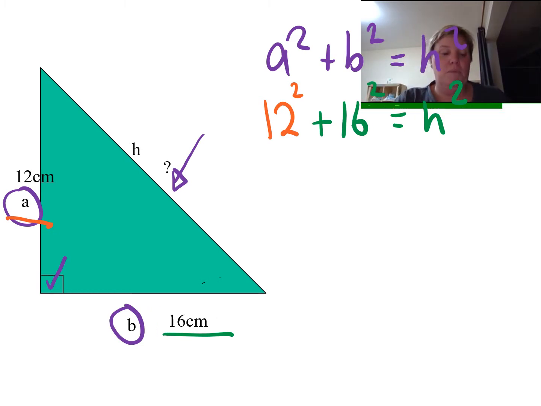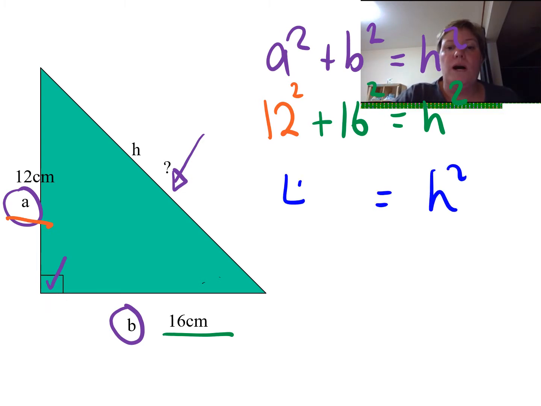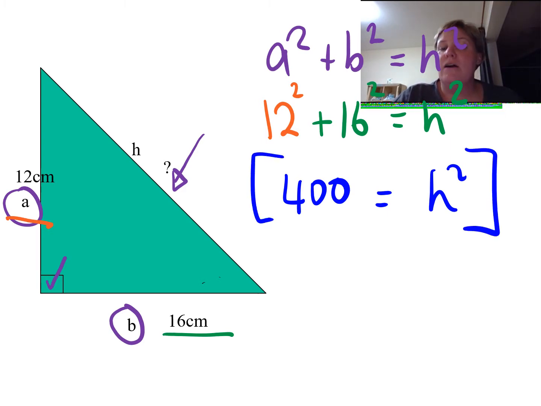I'm going to simply input 12 squared, and I'm going to add 16 squared to it and press equals. This tells me that H squared is equal to 400. Now, I do not need to write this step down on the paper or on my working unless I want to. I've put it here just simply so you can have a check.